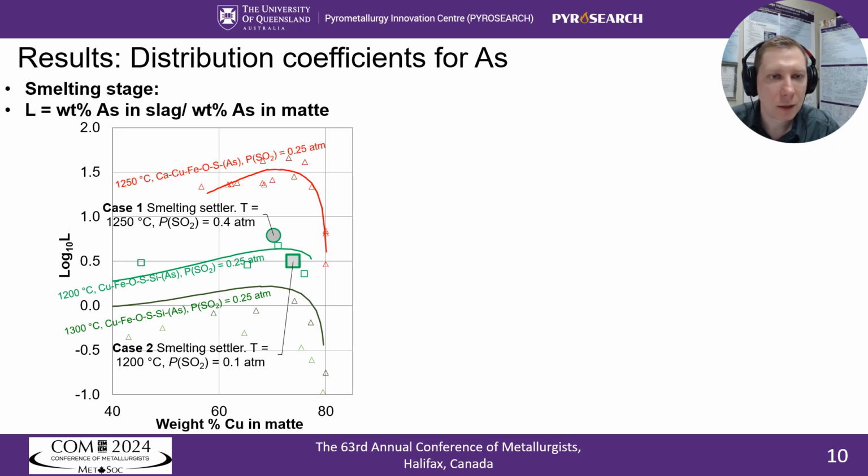Red lines and symbols are for slag-matte equilibrium with calcium ferrite slag, which are important for theoretical development of the thermodynamic model, but do not correspond to smelting operations at any copper plant.